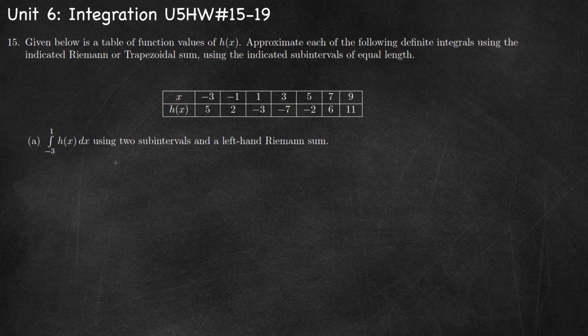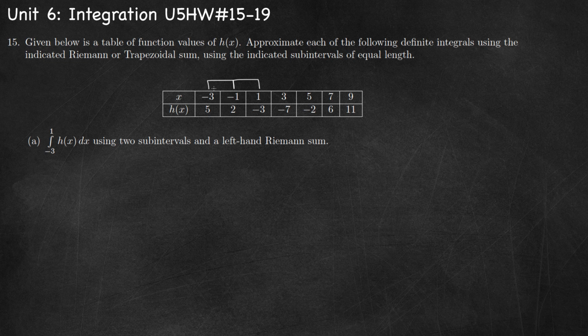For part A, we want to approximate the integral from -3 to 1, so that defines our interval. Goes from -3 to +1, using two subintervals and a left-hand Riemann sum. So we're going to go from -3 to -1, and then from -1 to +1. That'll give us two subintervals, and we're going to use a left-hand Riemann sum.